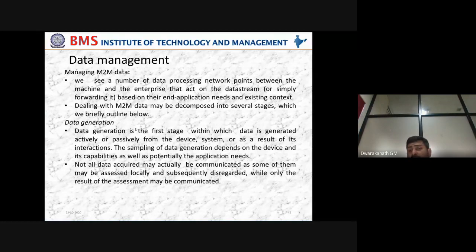The sampling of data generation depends on a device and its capabilities. So the sampling also depends on what type of data we require. Not all the data required may actually be communicated, as some of it may be accessed locally and subsequently discarded, while only the result of the assessment may be communicated. For example, we don't always take each and every data. Which data we need, according to our thresholds, only that particular required data we will take, and the remaining data we will leave.